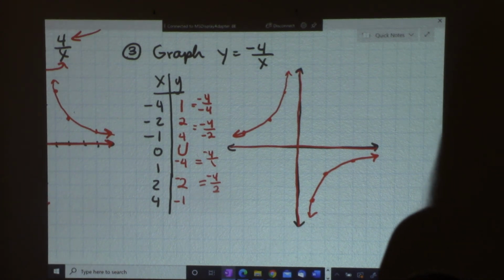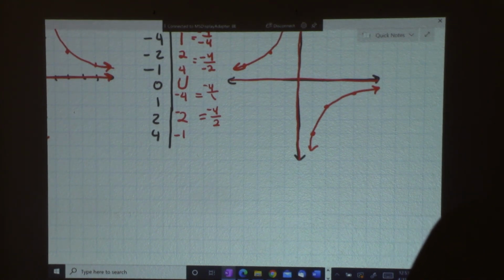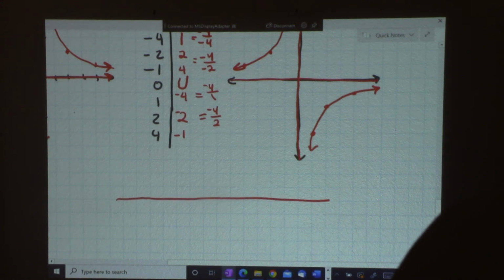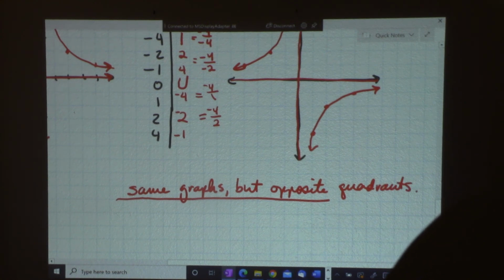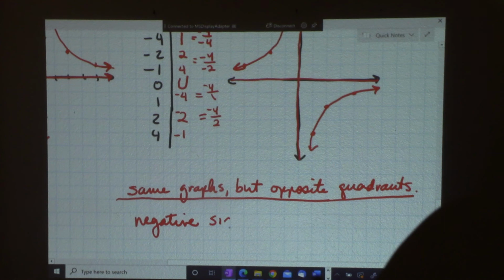All right, so now let's look down at the bottom where it says compare number 2 and number 3. On the blank, I want you to write this. You have the same graphs, but opposite coordinates, quadrants. Okay? And the negative sign changes the quadrants.